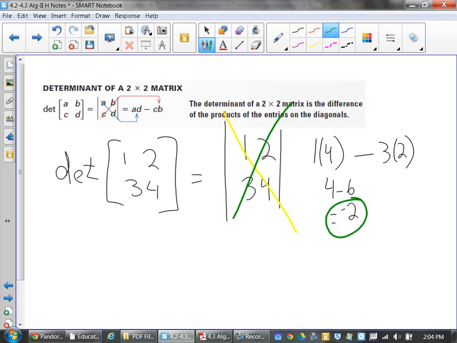Okay? All you do in a 2 by 2 matrix, perhaps we're starting with the small stuff, is start with your downward diagonal, multiply together, and subtract the upward diagonal. That's it.